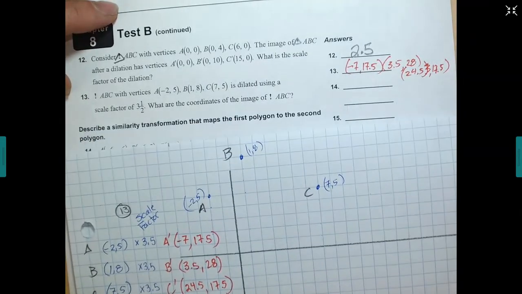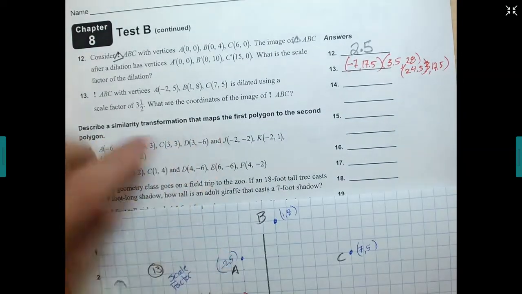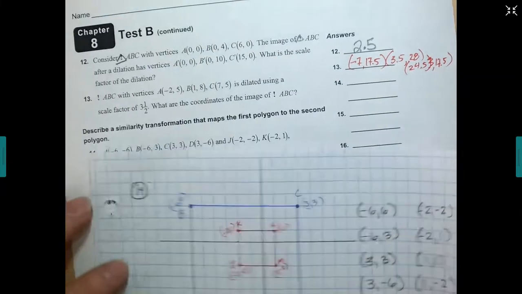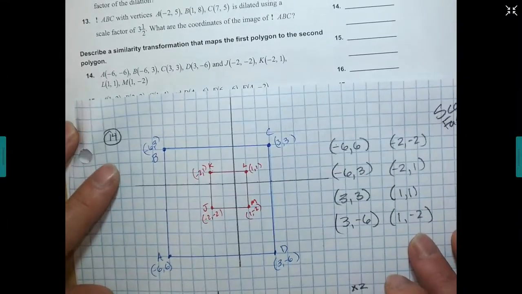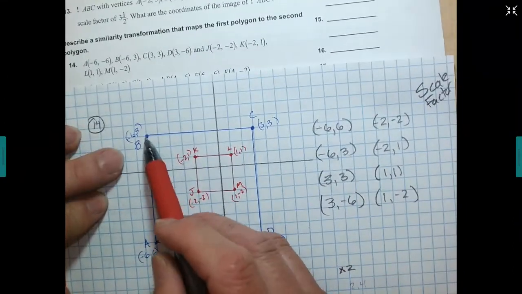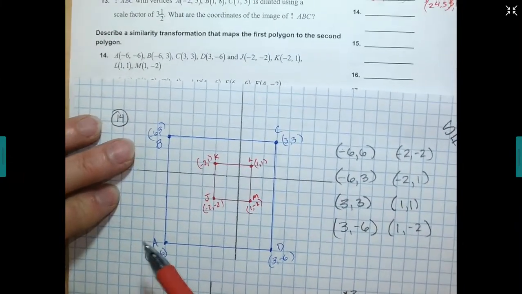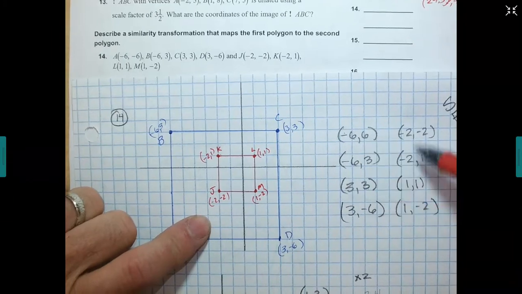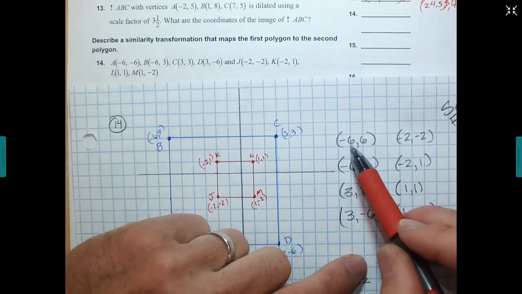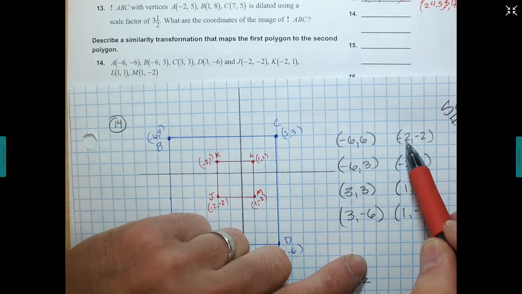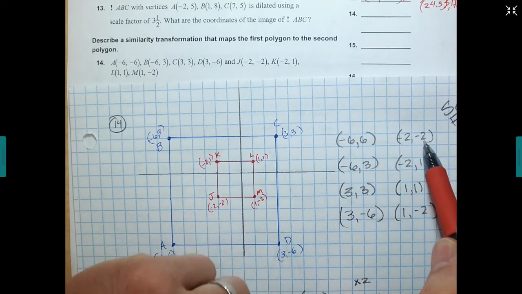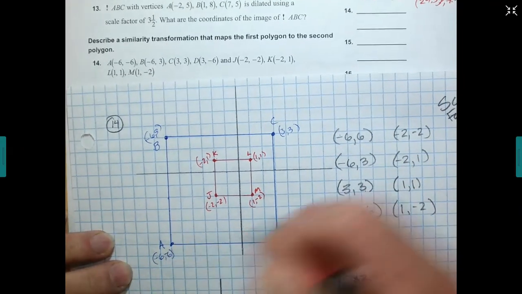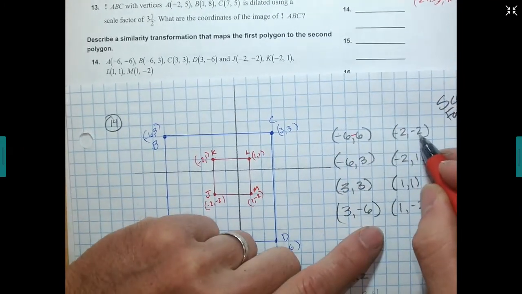All right, 14. Describe the transformations that happen. So here's 14 right here. Our original figure is in blue, and our transformed figure is here in red. So here's our originals, and here's our transforms. What's the scale factor? Well, how did I get from -6 to 2? I divided by 3. Is it supposed to be negative? That's a -6, negative. So that's divided by 3.